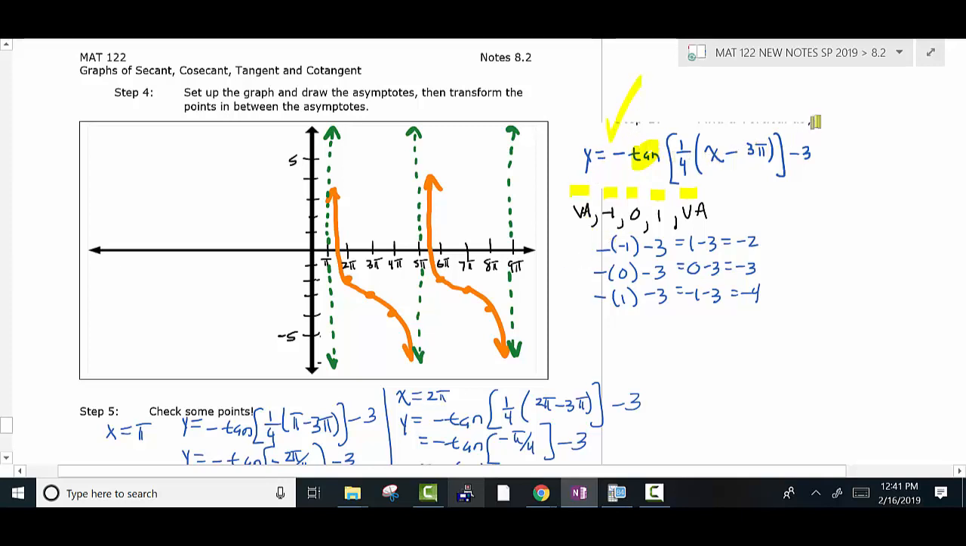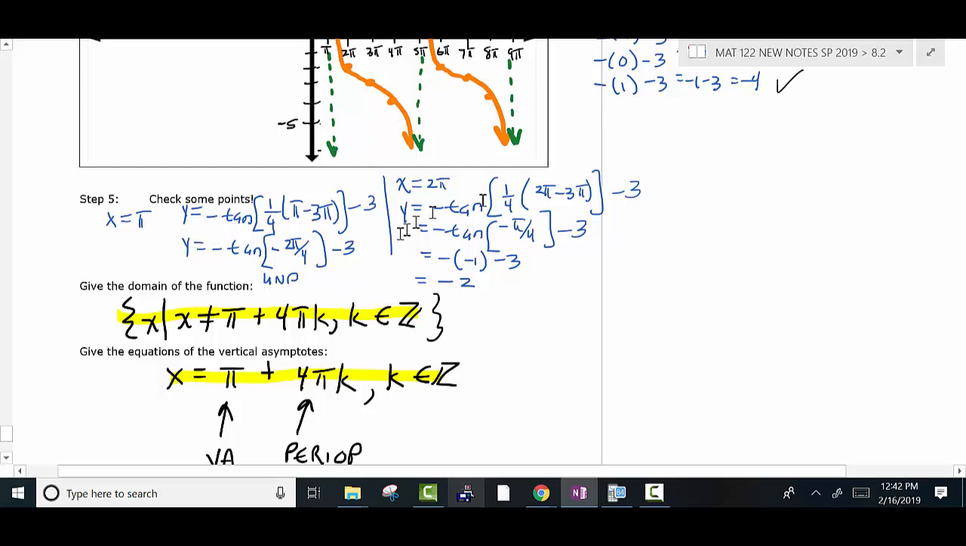So I do the negative and then the -3. These are the two numbers that are transforming those final y values. So I do -1 minus 3 to get -2, 0 minus 3 to get -3, and then -1 minus 3 to get -4. So then it's just plot these values. The first point to the right of an asymptote has a y value of -2, then -3, then -4. So you've got your sketch. We know where our asymptotes are, and that's how you transform the y values.